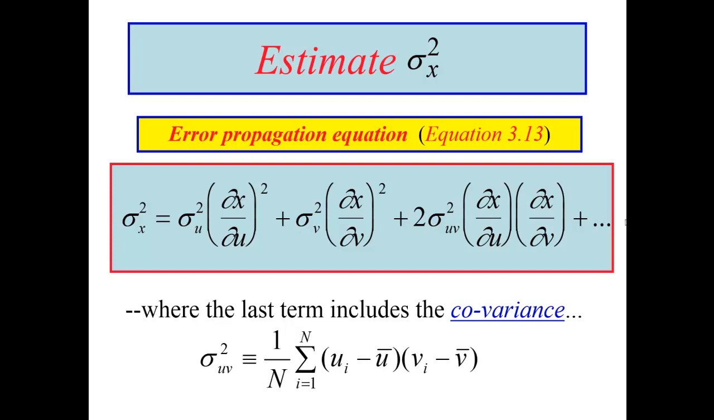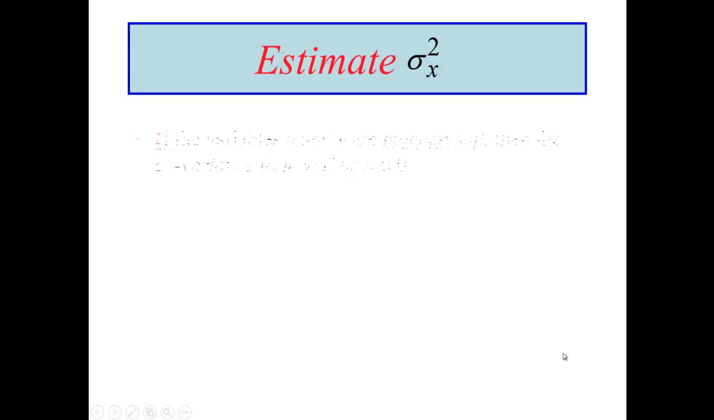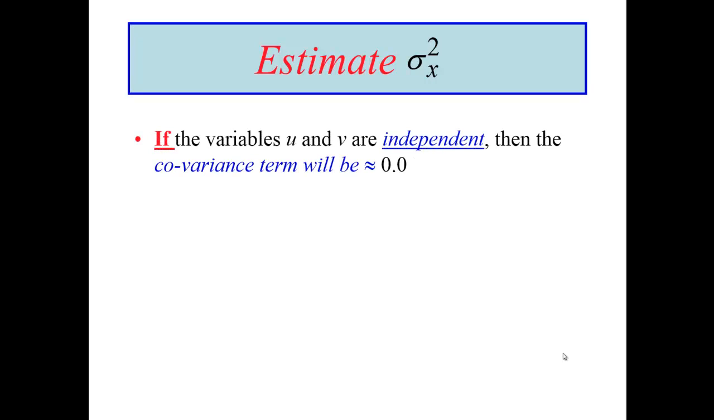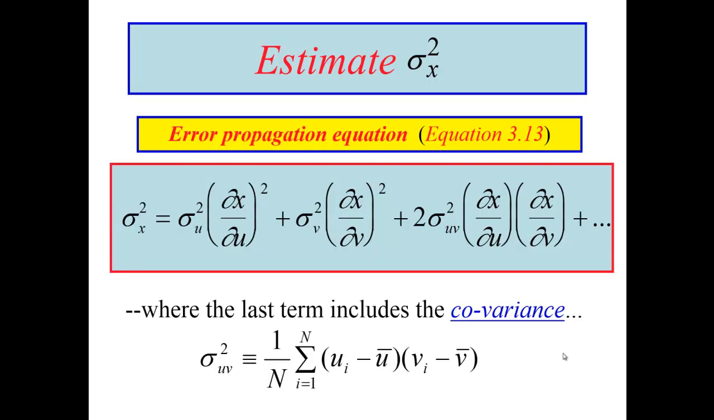So if we make that approximation about the size of those variances, quite often we can approximate the overall expression for the error or the variance here in x by stopping the summation after these three terms. All right, now let's go back to that covariance term.